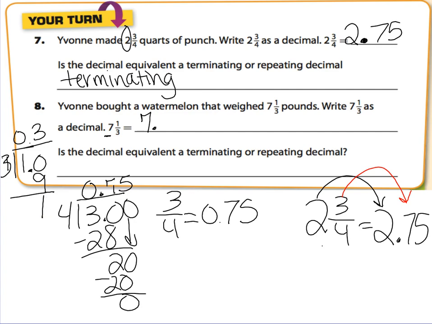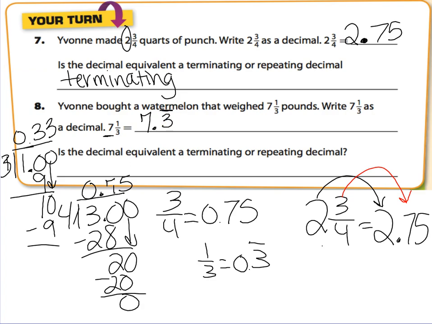Well, we saw this before. We're going to bring down the 0 and get 10. Okay, and it's going to go in 3 times. We're going to get 9. So I'm not going to lie, you should be able to look at 1/3 and always know that 1/3 is going to equal 0 and 3/10 repeating. And if it equals 0 and 3/10 repeating, then 7 and 1/3 should equal 7 and 3/10 repeating.